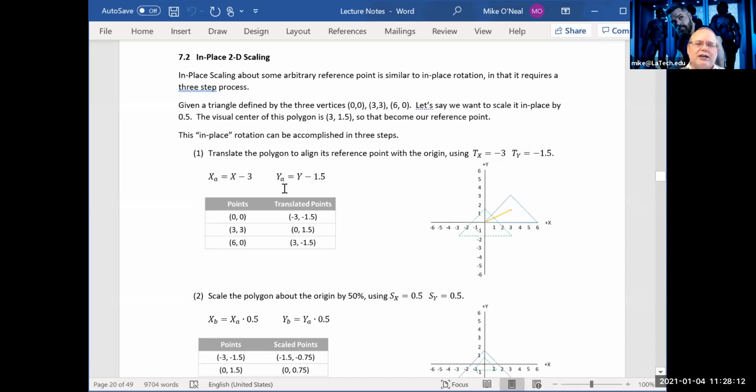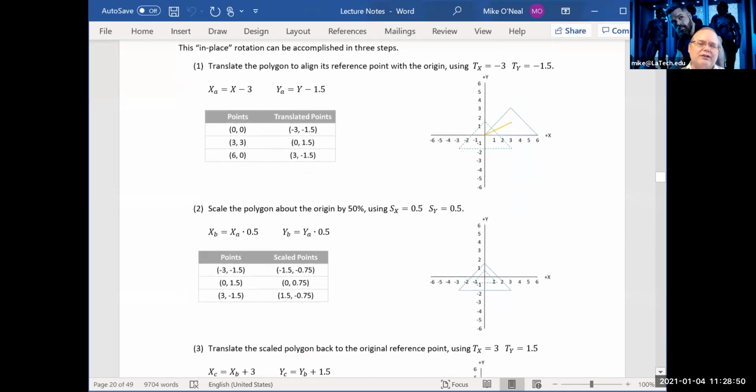But just like before, I take these equations, I plug in the original points, and then I get these translated points. So the original 0, 0, since I'm subtracting 3 in x and 1.5 in y, becomes, as we would imagine, right here, -3, -1.5. And 3, 3 will become 0, 1.5. It'll become the apex right up there. And 6, 0 will become 3, -1.5. So these are the translated points.